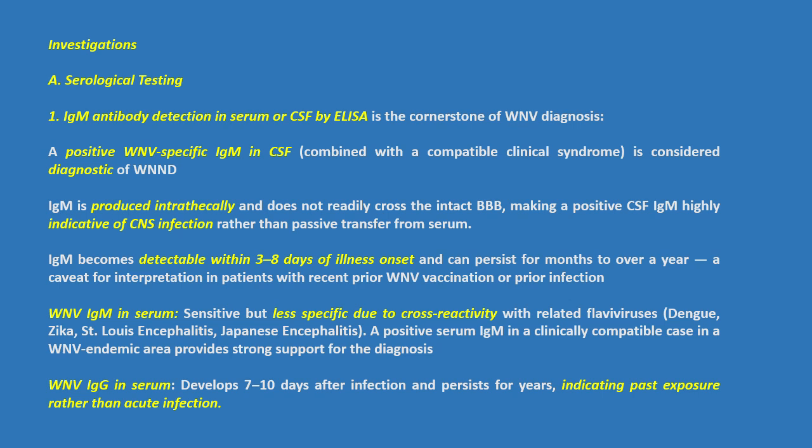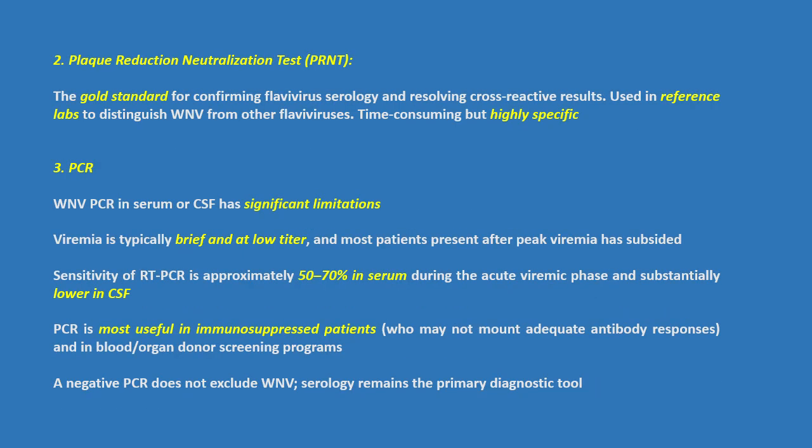West Nile virus IgG in serum. This develops 7 to 10 days after infection and persists for years, indicating post-exposure rather than acute infection. Plaque reduction neutralization test. This is the gold standard for confirming flavivirus serology and resolving cross-reactive results. It is used in reference labs to distinguish West Nile virus from other flaviviruses. It is time-consuming but highly specific.